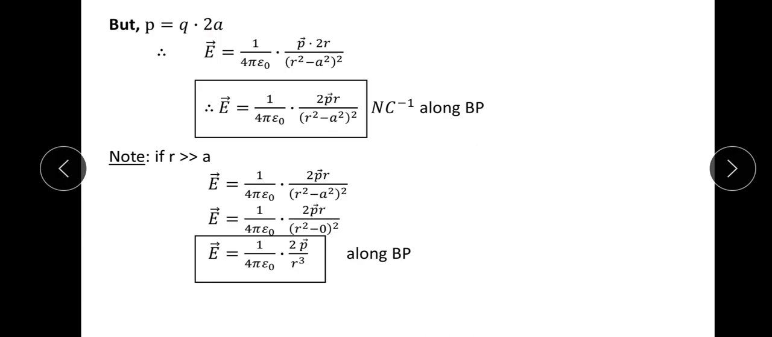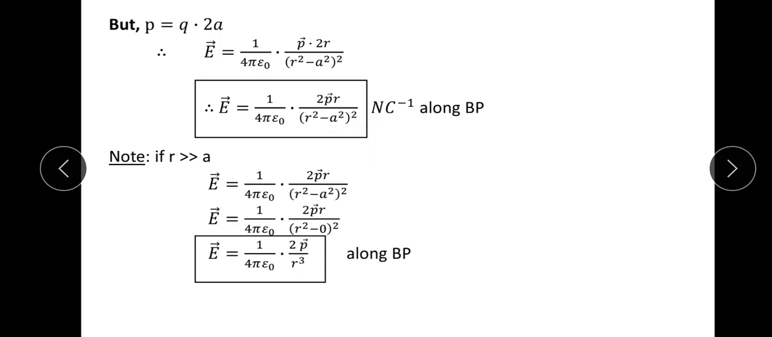Therefore the equation becomes E is equal to 1 by 4 pi epsilon naught into P into 2r divided by (r square minus a square) the whole square. Now let us rearrange the equation. So E is equal to 1 by 4 pi epsilon naught into 2pr divided by (r square minus a square) the whole square, and the unit is Newton per coulomb. The unit of electric field is Newton per coulomb and the direction of this electric field is along BP. Okay, this is the derivation.